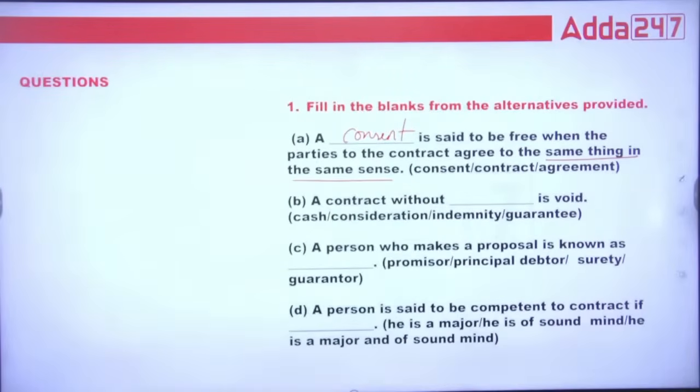Yes, class. Yes, what is the right answer, class?